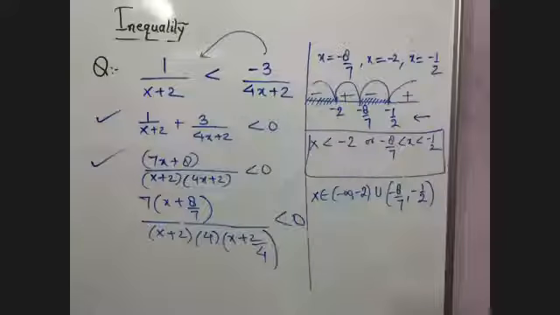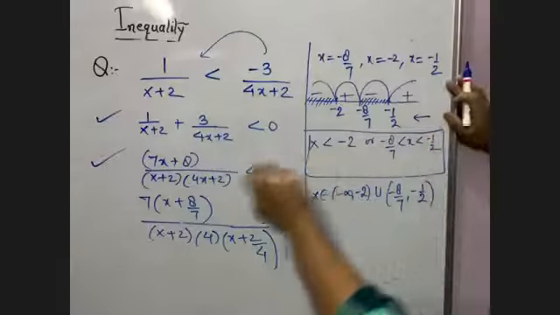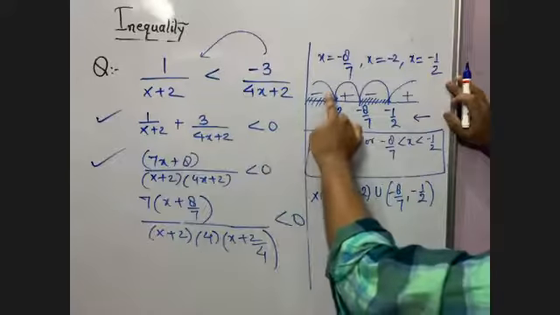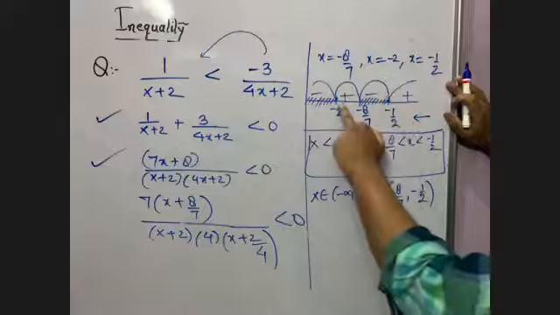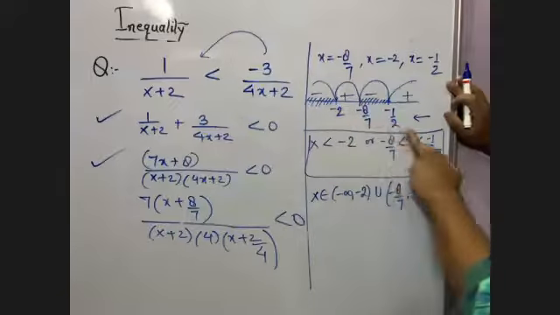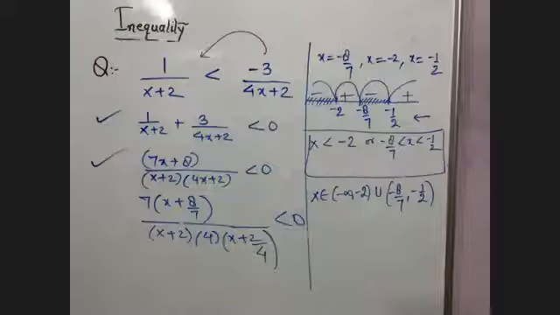After this, now I'm going to write the answer. We want negative. Negative is here, and negative is here. So x is less than minus 2, or x belongs to minus 8 by 7 to minus half. Simple. I got the answer. Now I think it is clear to everybody.